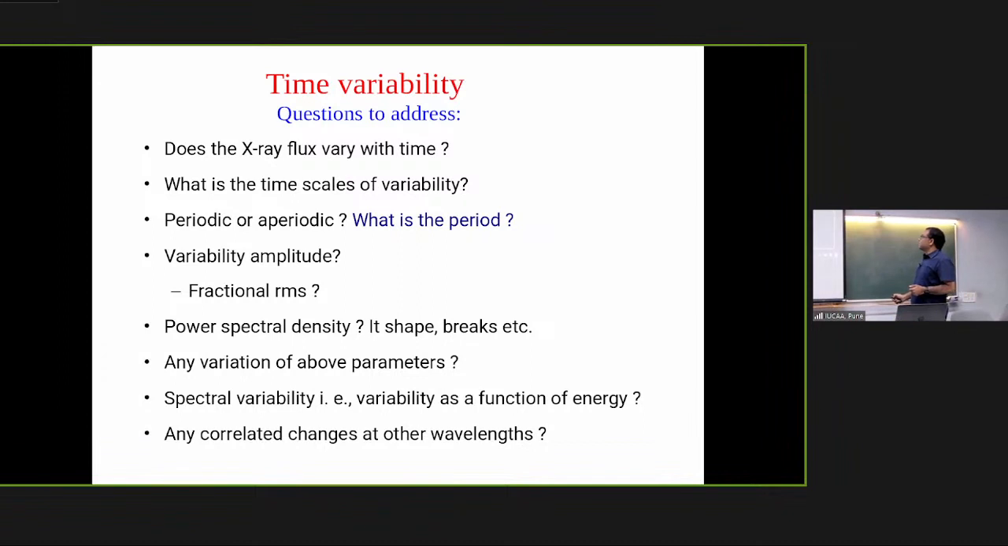Then, of course, there is something called the fractional variability amplitude or fractional RMS, which is a measure of variability. I'm not going into the details, but if you have a time series, you can always find the mean, and you can also find the root mean square. Once you take the root mean square divided by the mean, that becomes the fractional RMS. If this root mean square is high, then the variability is high. If it is low, then the variability is low. For a constant source, which is not varying, the RMS will be 0, of course.